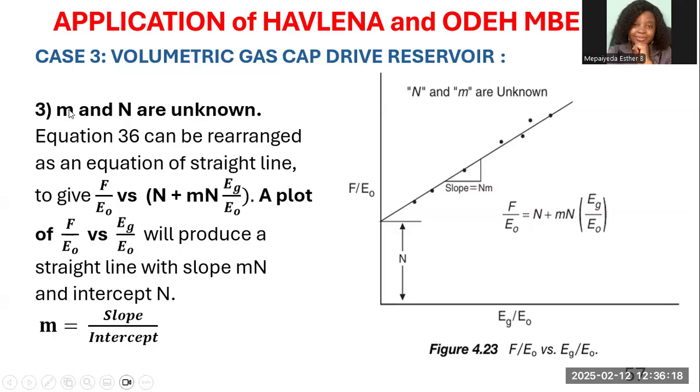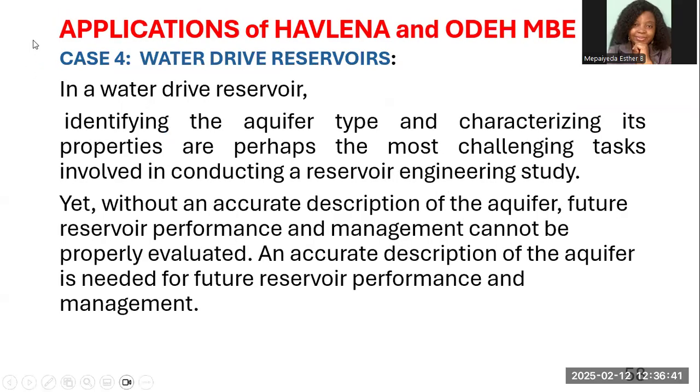Remember that both your M and N are unknown. So the N is the intercept, and then you can calculate the M from slope over intercept, because your slope equals MN. Fantastic. There will be examples to illustrate this in another video.